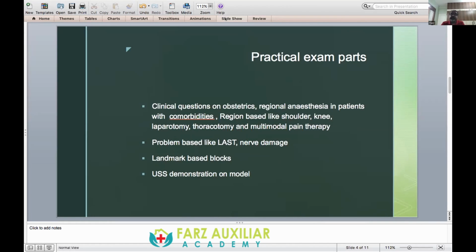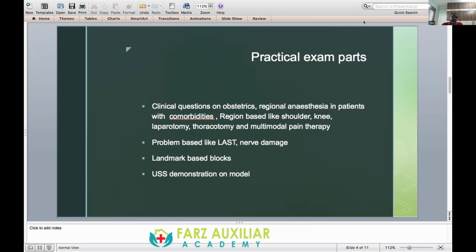The practical exam part has clinical questions. Why I put obstetrics as the first one is that clinical questions come not only on regional anesthesia, not only nerve blocks. Obstetrics is now coming in a very big way, so don't remove obstetrics from your reading list. Then comes regional anesthesia in patients with comorbidities, and read all the region-based anatomies, like shoulder. What will you do for shoulder anesthesia, knee anesthesia?